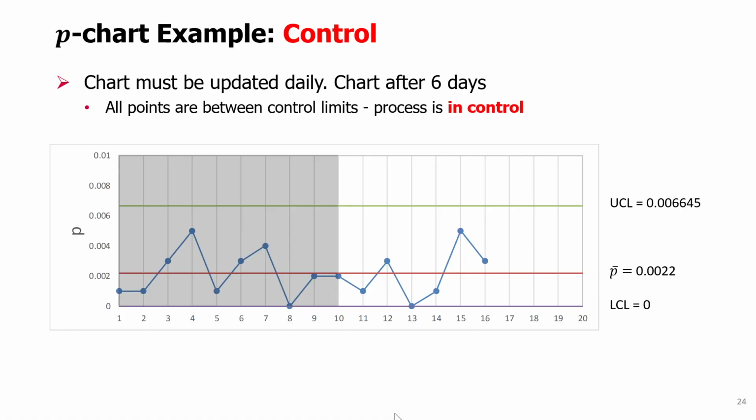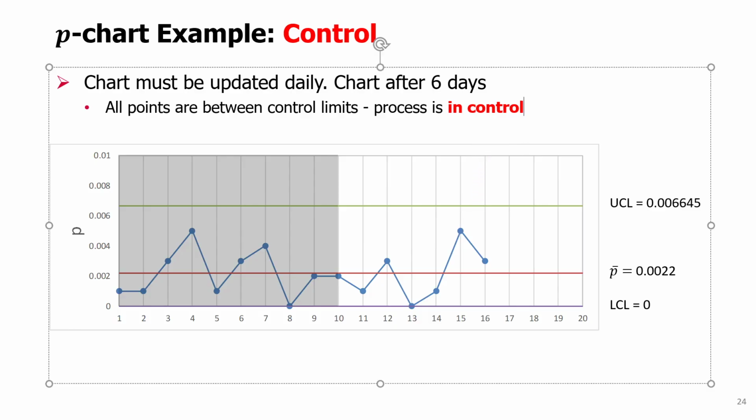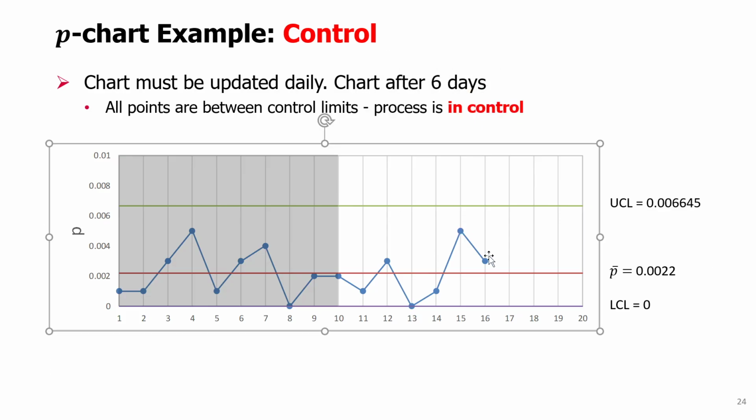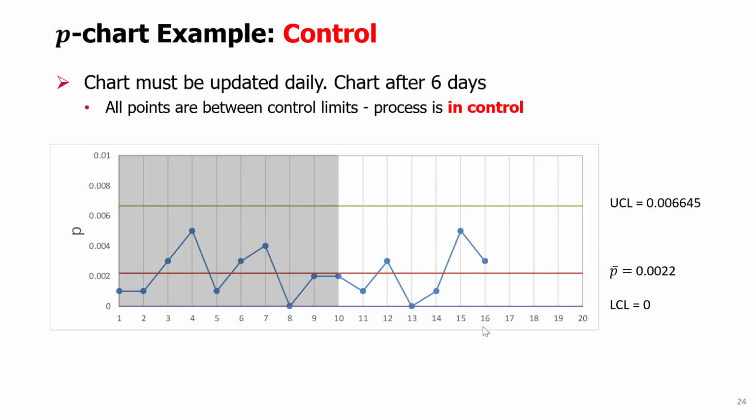Suppose after 6 days, I collected the samples and the percentage of defects was changing between 0 and actually 5, because this is a sample of 1,000. 5 defects out of 1,000 gives me a percentage of defects of 0.5%, or 0.005. And the process appears to be in control because all the points that I'm seeing here are still within the upper and lower control limits.